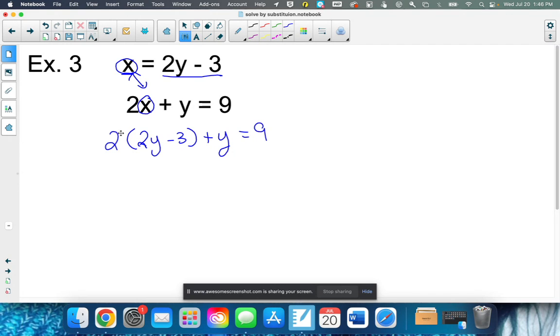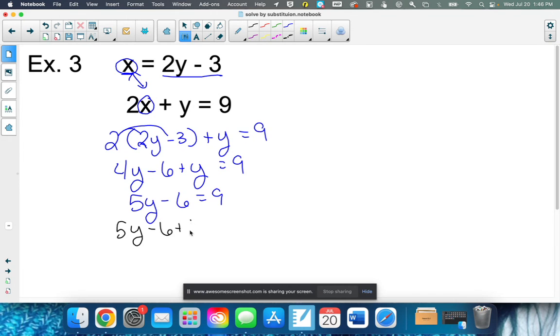Now I'm going to simplify. I need to distribute my 2, and I need to combine my like terms. I have a 4y and a 1y. So that's 5y minus 6 equals 9. Okay, so I've done substitute and I've done simplify. And now I'm going to solve my equation. So I'm going to, again, add 6 to both sides because dividing by 5 would give me very nasty fractions. So 5y, that's a 0 pair, equals 15. Divide by 5, and I get 3.